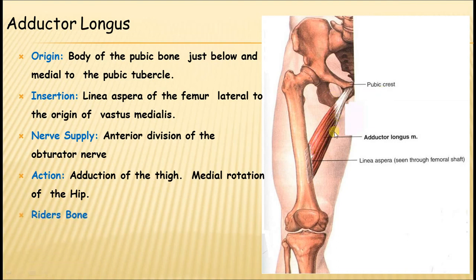Rider's bone. So near to the origin, there might be ossification in the tendon of the adductor longus. That is why it is actually called the rider's bone. Mainly in the horse riders, the part of the tendon near its origin, the adductor longus tendon, might get ossified, and that is represented as the rider's bone, especially in horse riders.